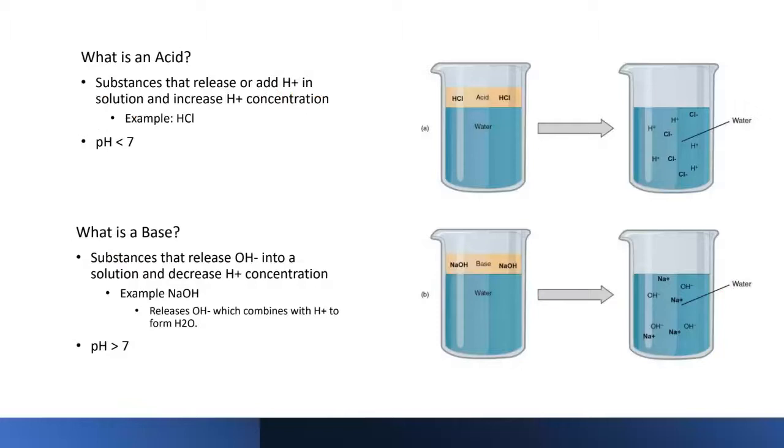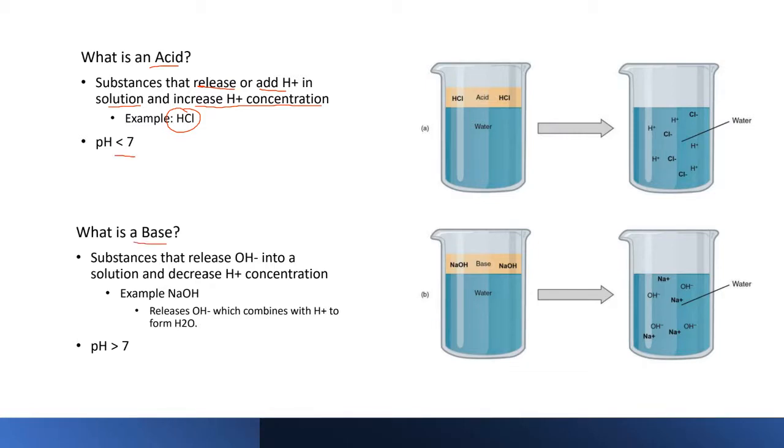Quick definitions. What is an acid? Substances that release or add hydrogen ions to a solution, something that increases the hydrogen ion concentration. We already said that: the more acidic, the higher the concentration of hydrogen ions. HCl is going to be an acid. It's going to release a lot of hydrogen ions. And what is acidic? Anything that is smaller than 7 on the pH scale.